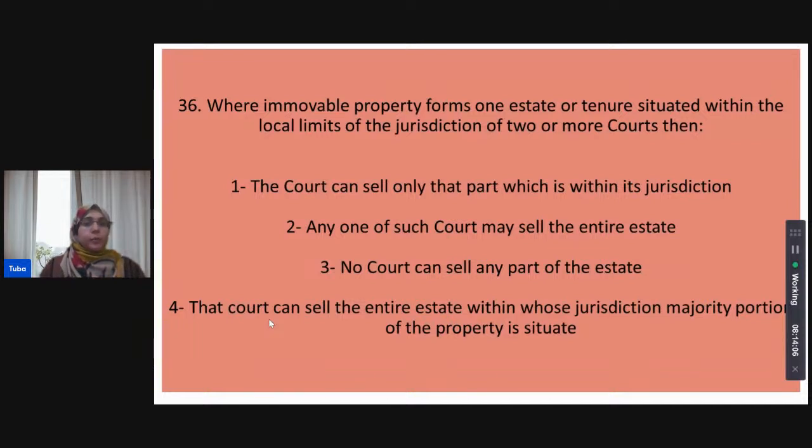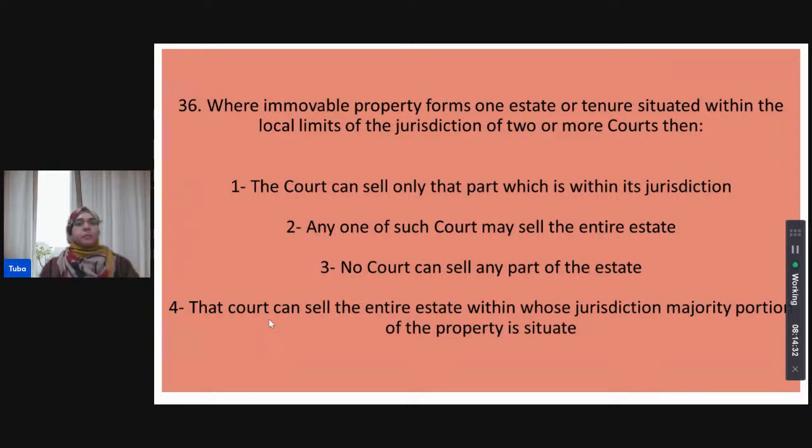Where immovable property forms one estate or tenure situated within the local limits of the jurisdiction of two or more courts, then the court can sell only that part which is in its jurisdiction, or any one of the courts may sell the entire estate, or no court can sell any part of the estate, or the court can sell the entire estate within whose jurisdiction the majority portion of the property is situated.